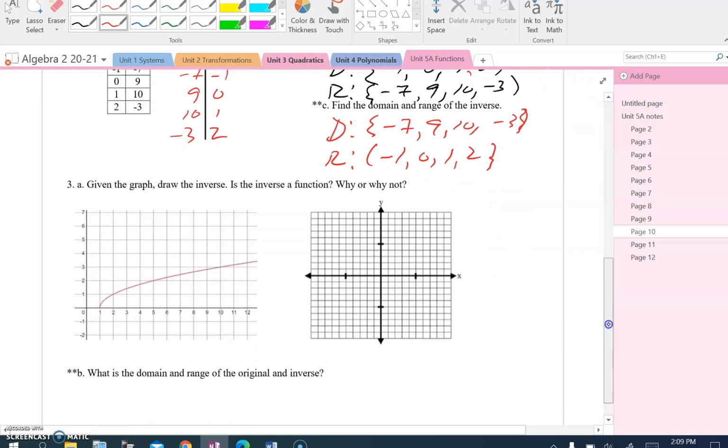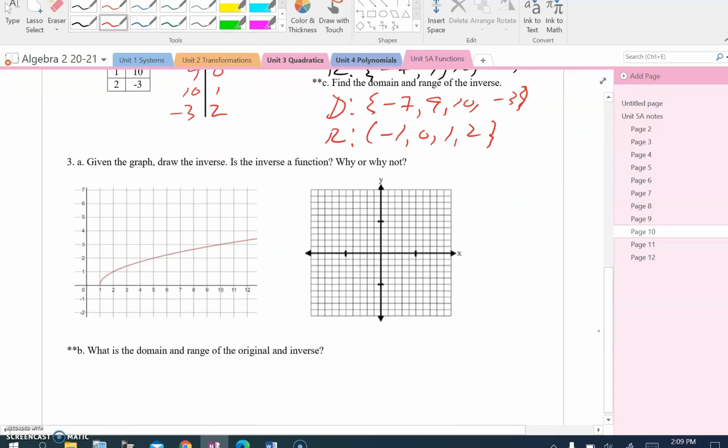All right, so we're doing okay. Given the graph, draw the inverse. Is the inverse a function? Okay, so the graph is a function. Look, I'm going to do the vertical line test. The graph is a function here, so yes, my graph is a function. They want to know if I graph the inverse, is it a function?